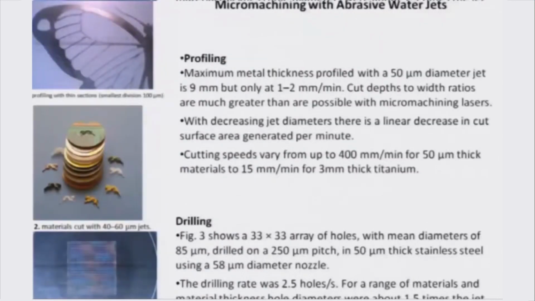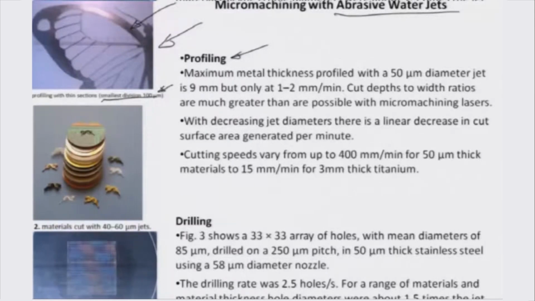So, let us look at some examples, and there are very nice images reported by Miller et al. in 2004 about what the capabilities of AJM are and how small the machining can really go, particularly by using abrasive water jets. There are several aspects here. For example, you have profiling. You can see this is a section of a butterfly wing, very nicely carved out by abrasive water jet machining, and you can see the sections where the smallest division of such a section is about 100 microns.